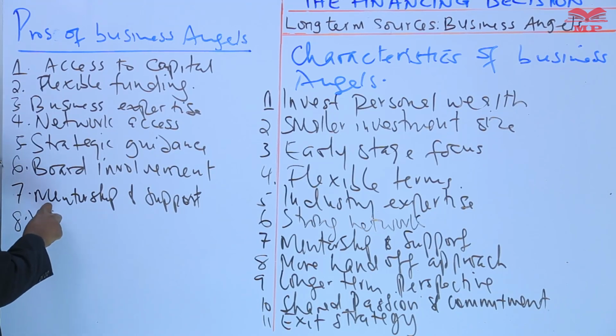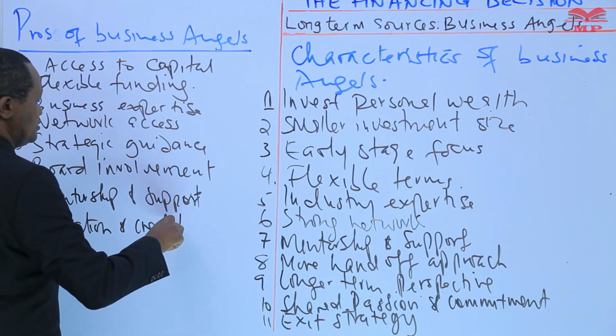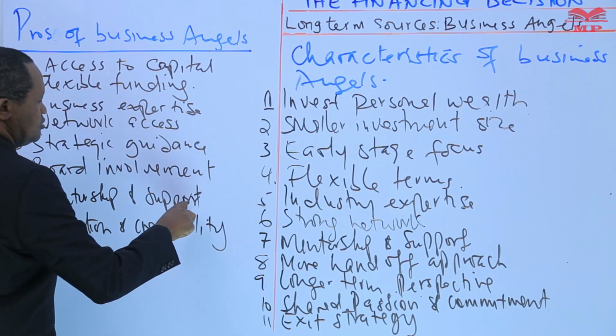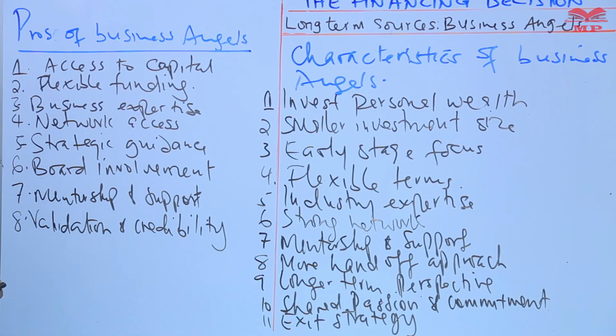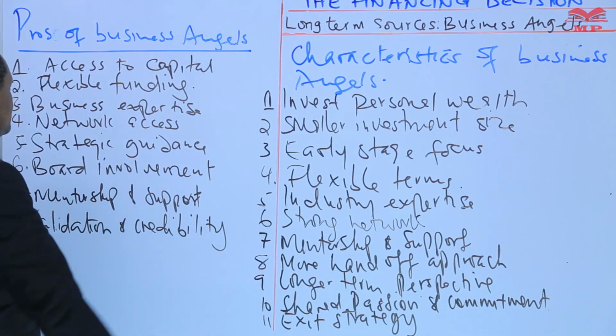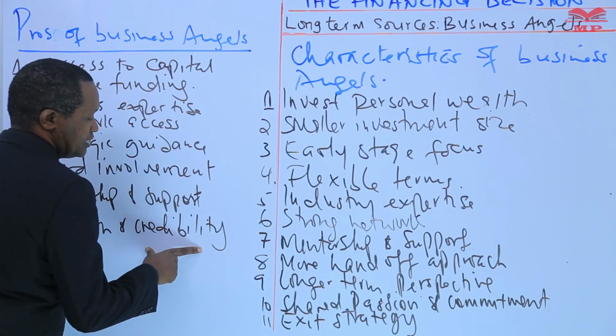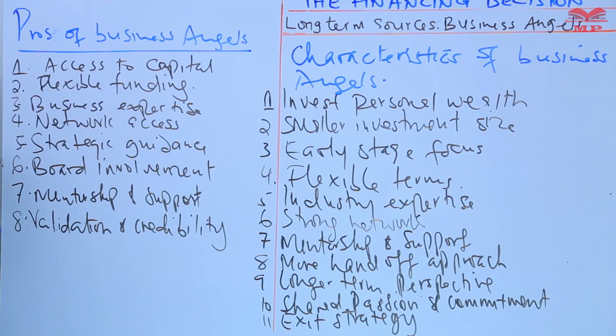Number 8, validation and credibility. What do I mean by validation and credibility? Having a known and respected business angel as an investor can enhance the company's credibility and attract further investment. It can make the company attract more investment.